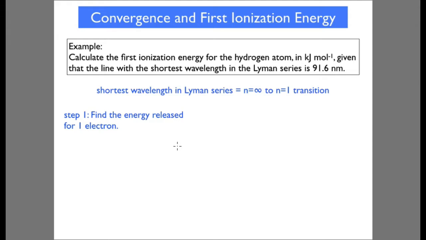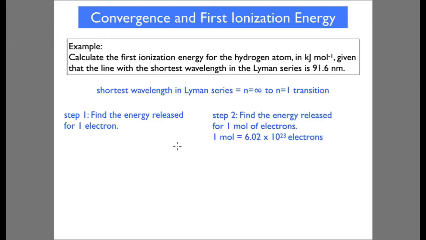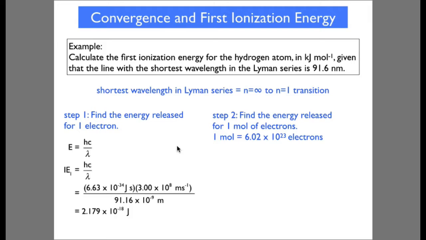So let's find the energy released for one electron first, and then we can find the energy released for 1 mole of electrons. Energy equals Planck's constant multiplied by the speed of light divided by wavelength. We put the numbers in and we get how many joules are released when it goes from the convergence point to the ground state.